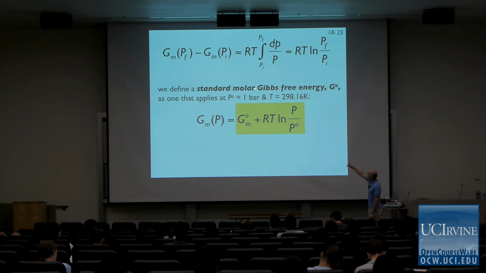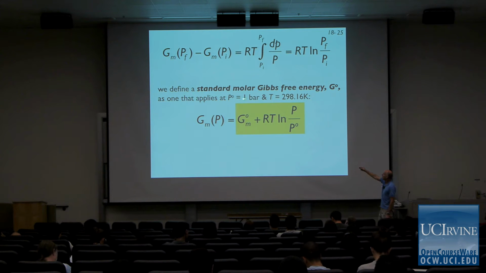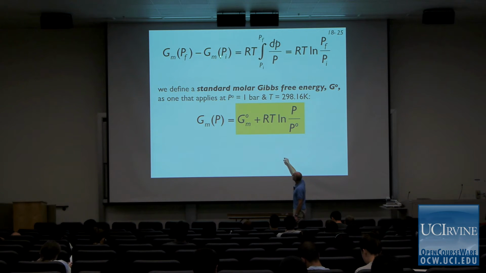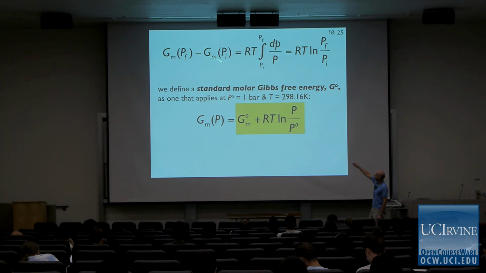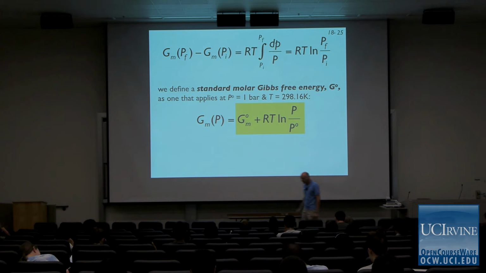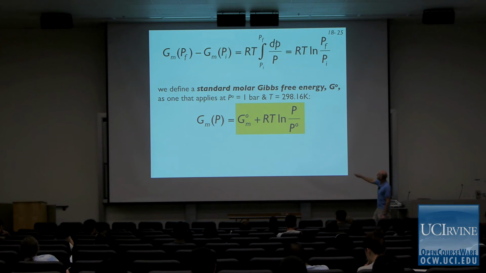And so we can then define a standard molar Gibbs energy as one that applies at 1 bar and 298.16 degrees Kelvin. Okay, and so instead of thinking about an initial state and a final state, we're going to convert one of these two guys into a standard state that we reference our Gibbs energy against all the time. Right, and that standard state is characterized by a pressure of 1 bar and a temperature of 298.16 degrees Kelvin. It's that guy. We're going to move him over to the right side. Now we're going to call him G superscript 0, the standard molar Gibbs energy.